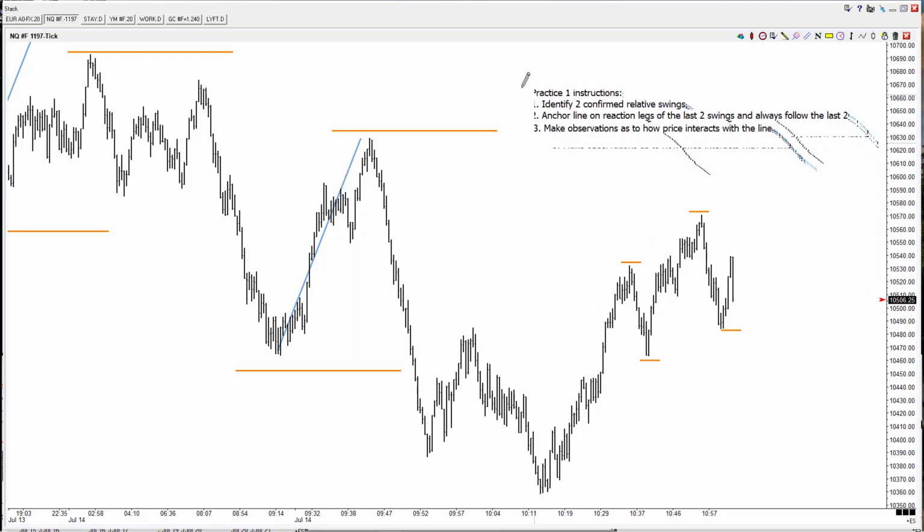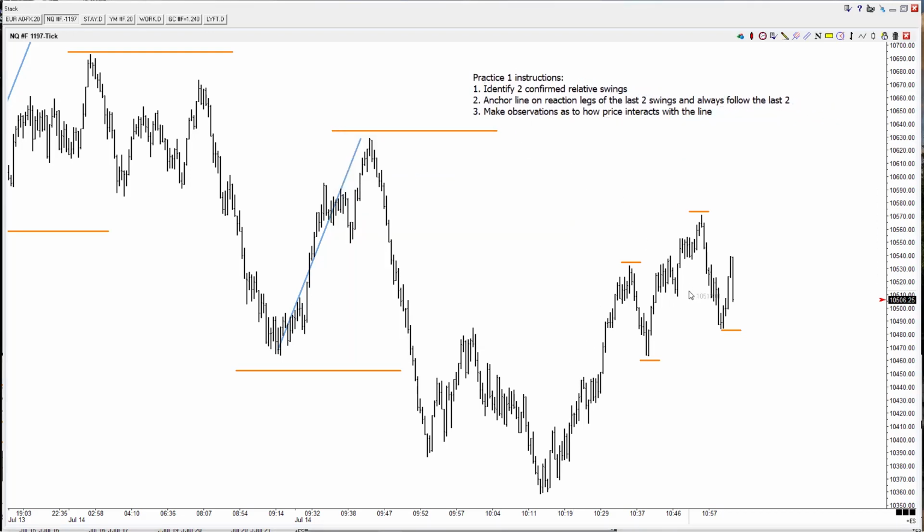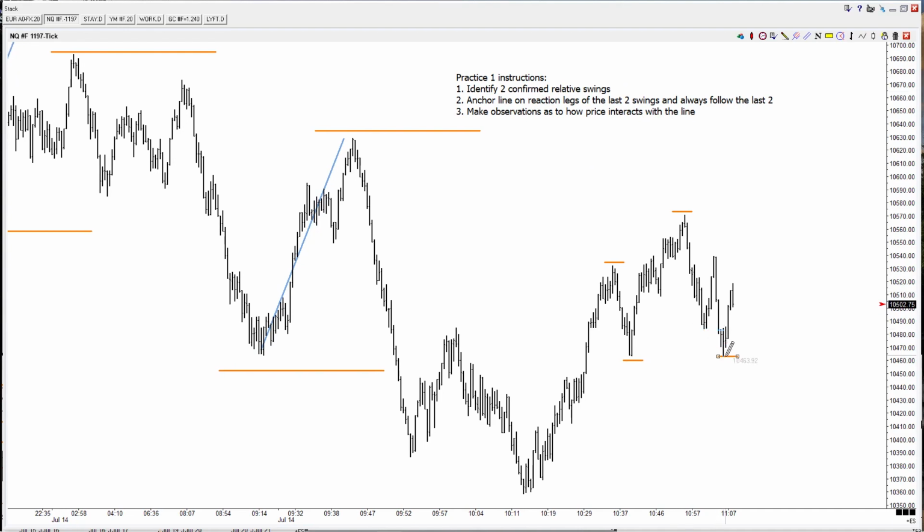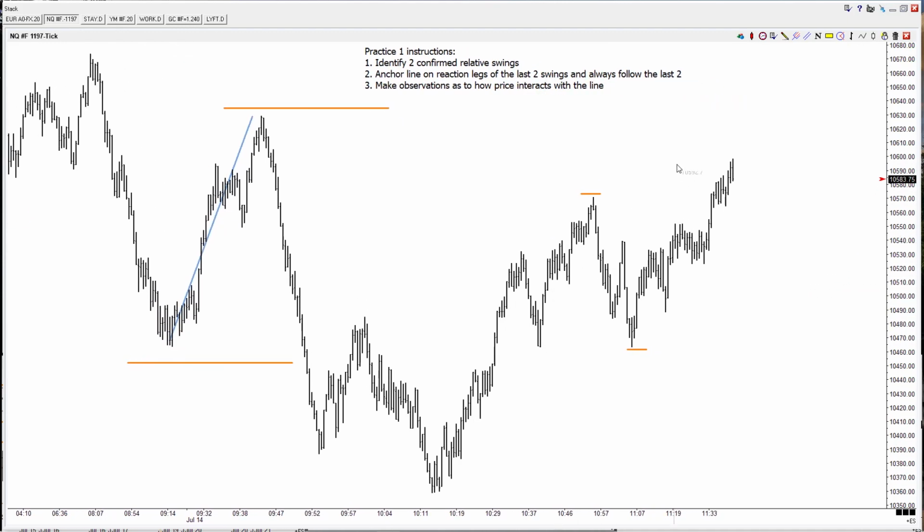Identify two confirmed relative swings. All right, so we don't have that yet. So those aren't going to be two confirmed relative swings. So I watch. Okay, new high.